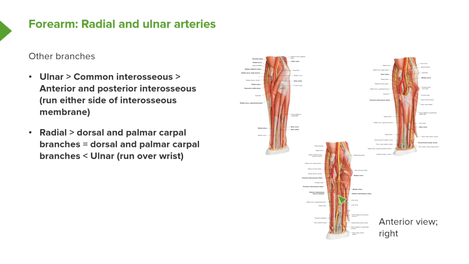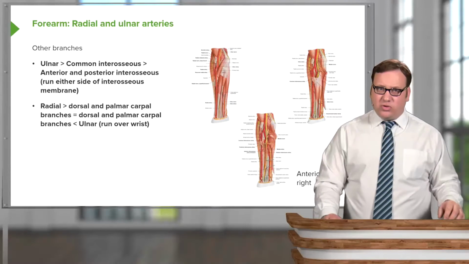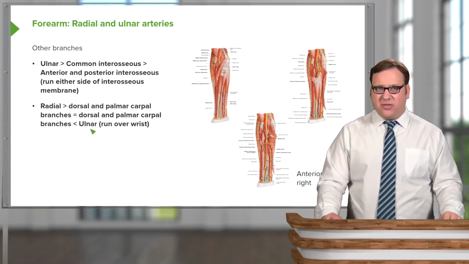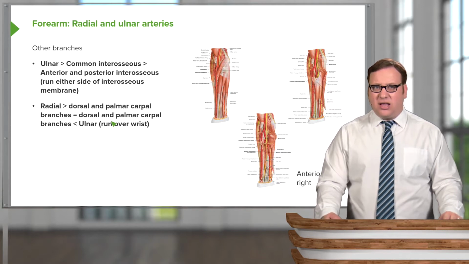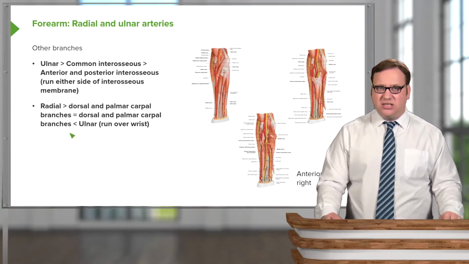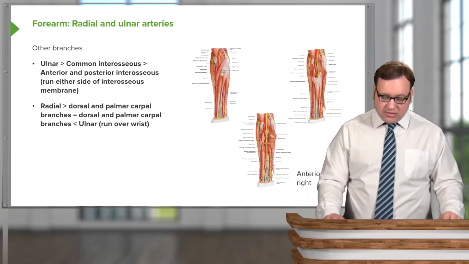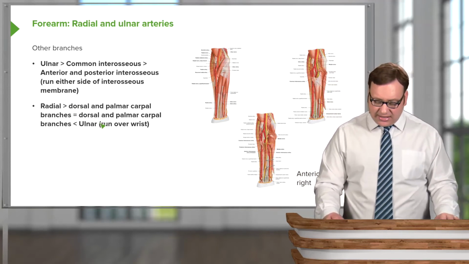The radial artery is going to give rise to dorsal and palmar carpal branches as they go towards the carpal bones. And we also have these coming from the ulnar artery, dorsal and palmar carpal branches. And these form a nice carpal anastomosis around the carpal bones in the wrist. We'll see these later on.